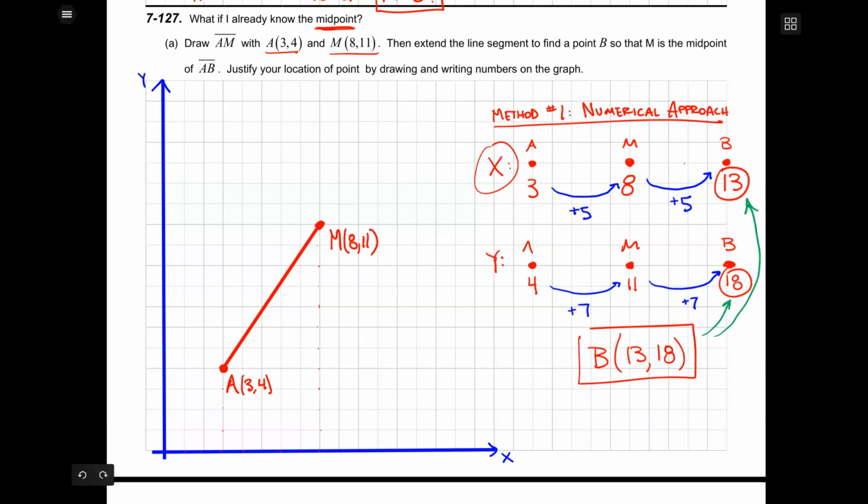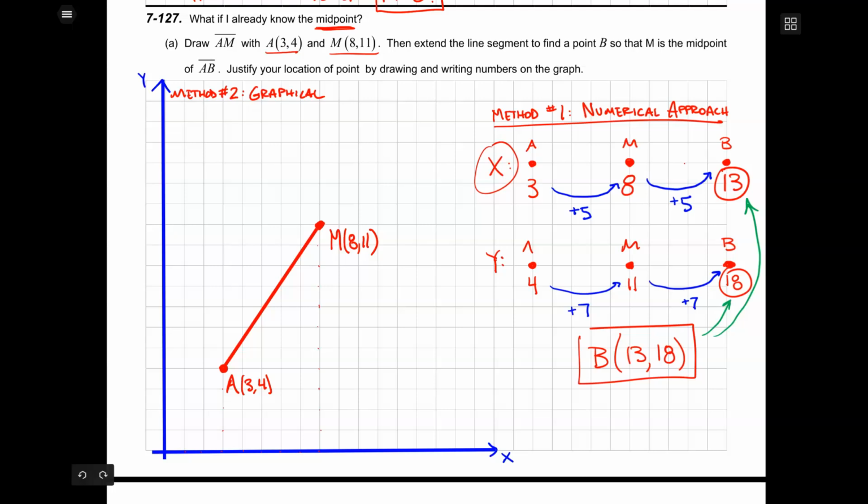All right, now I want to show you method 2. Method number 2 is graphical. This is a bit harder, I think, than the numerical approach, because if all of a sudden I changed points A and M and I made them in the hundreds or in the thousands in terms of the x and y coordinates, it's tough to graph things that large. So let's just take a look graphically at what we can do here.